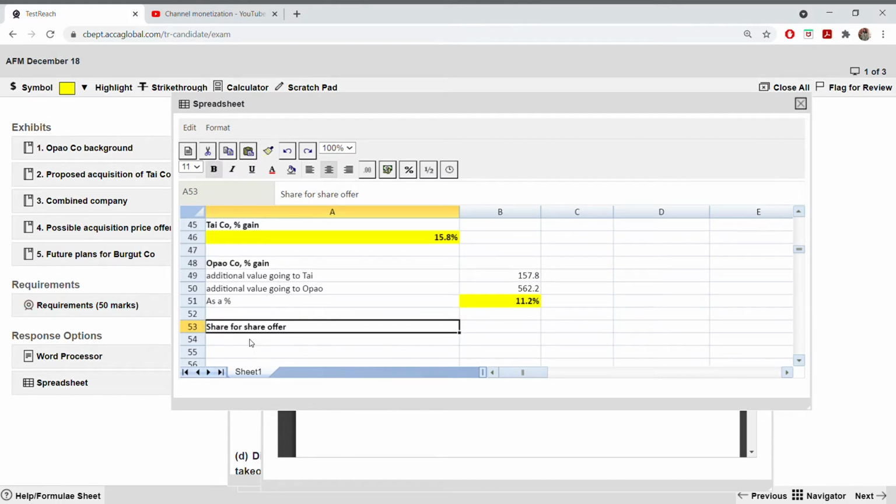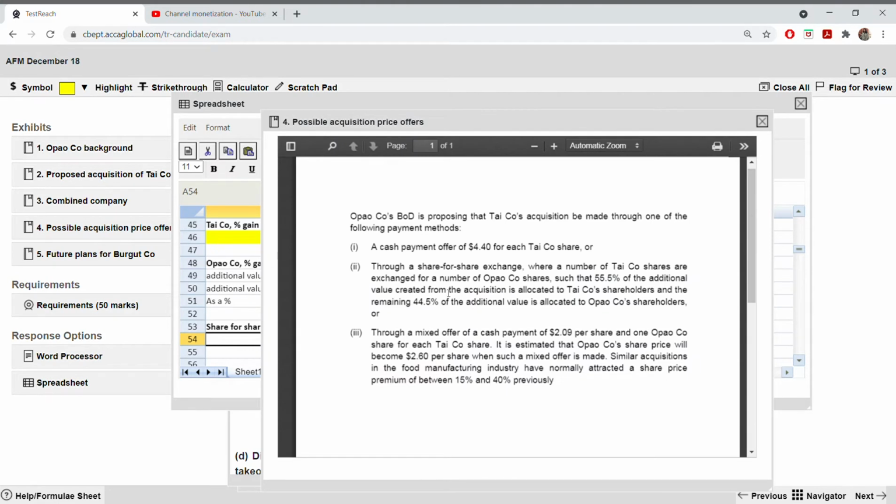Under share for share offer, same, we are going to start with the Thai company. For the Thai company share for share offer, just read the possible acquisition price. Through a share for share, a number of Thai company shares are exchanged for a number of Oppo company shares. Usually in other questions they give you 2 shares for one of their shares, or 3 shares for 2 of their shares. But here they didn't tell, which means we have to find out.